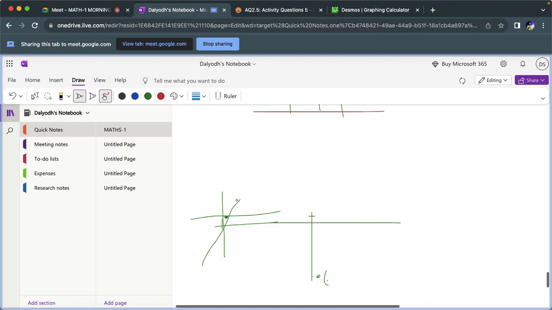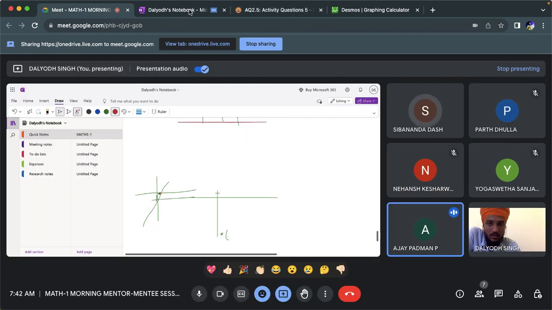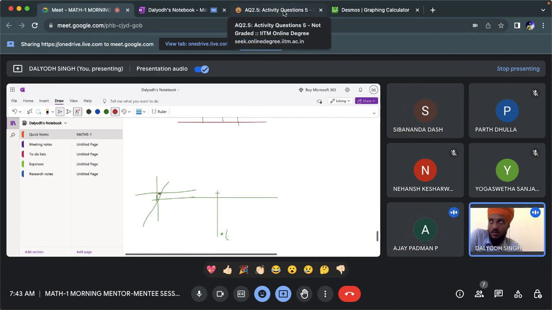Because you are taking it as a horizontal line. If I take it as a vertical line, then the answer will be wrong. Because if it is a vertical line, then the slope will not be zero, right? Yeah, that's why. So if it is a vertical line, then the slope is, I think, infinity, right?